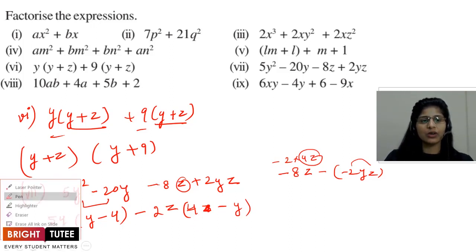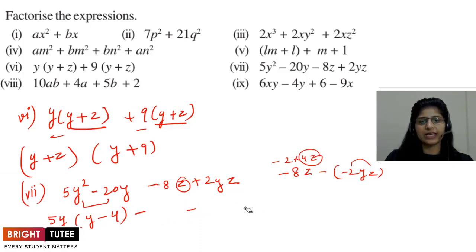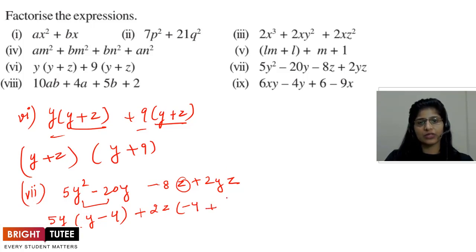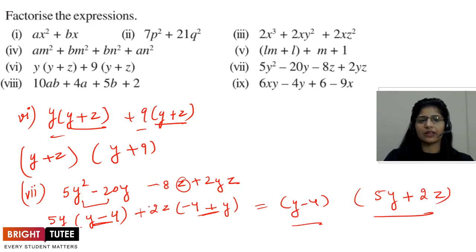So what we will do is, I'll not take minus 2z common. We are going to take 2z common of plus only. So 2z is common, we are left with minus 4, and plus here 2z is common, y will be left. So this is also y minus 4, this is also y minus 4. y minus 4 is common, and we are left with 5y plus 2z. So you definitely have to take care of what you take common, because the signs inside depend on that only. So these are the two factors.